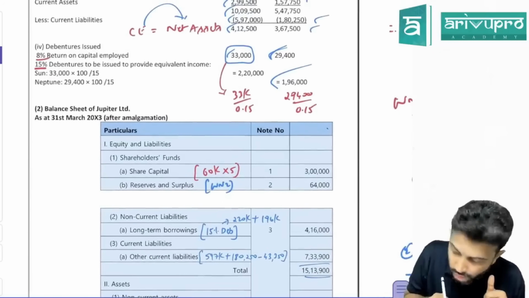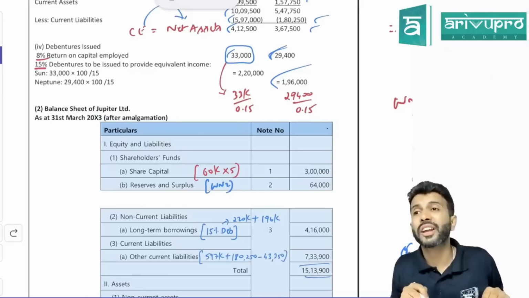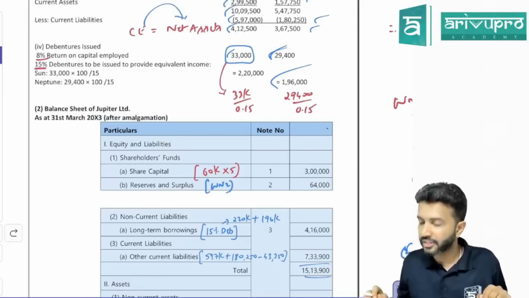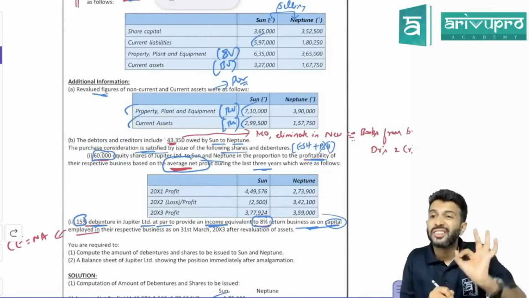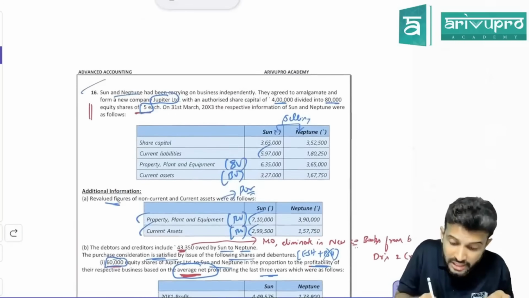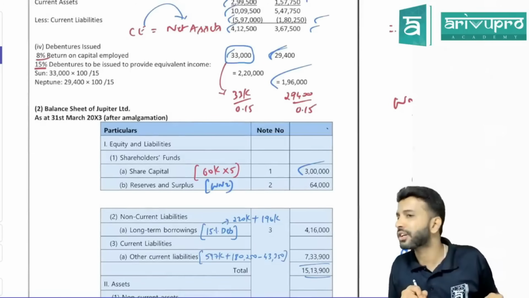You're preparing the amalgamation balance sheet in whose books? Jupiter's books. What will you write as equity share capital? Sir, Jupiter Limited issued how many shares? 60,000 shares. Don't write into 10. Each share's face value is 5. So you'll write 60,000 into 5. 3 lakh is your equity share capital.